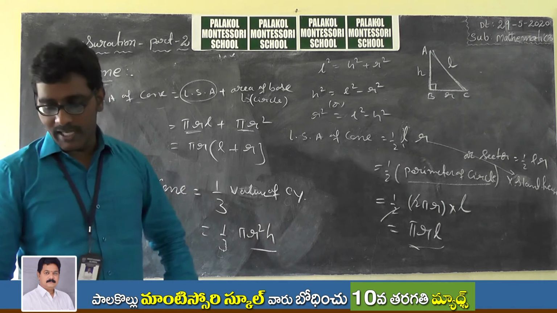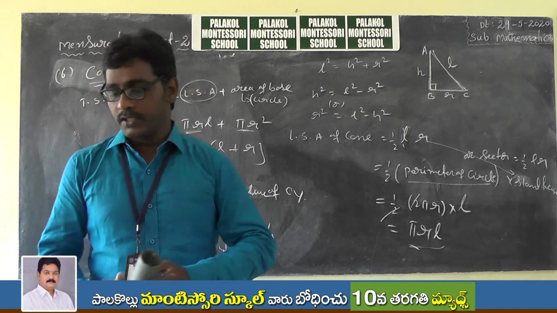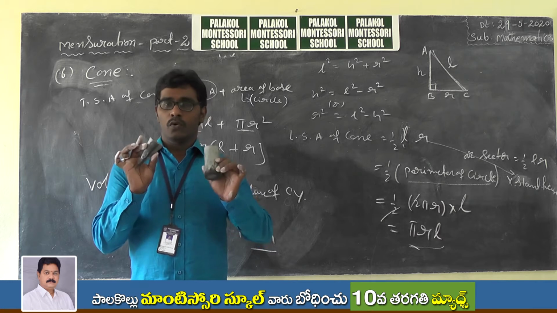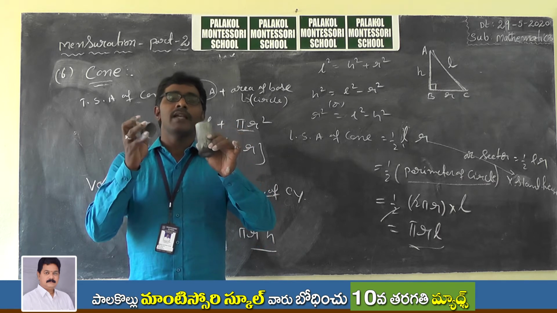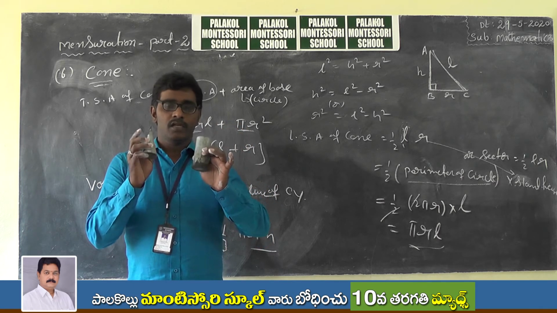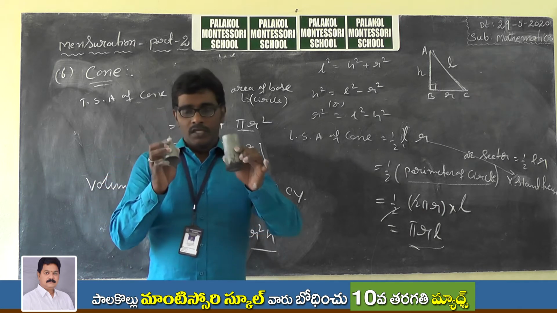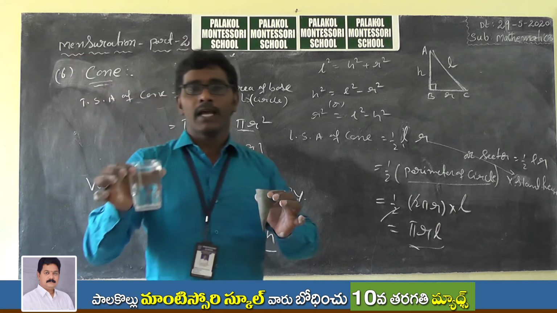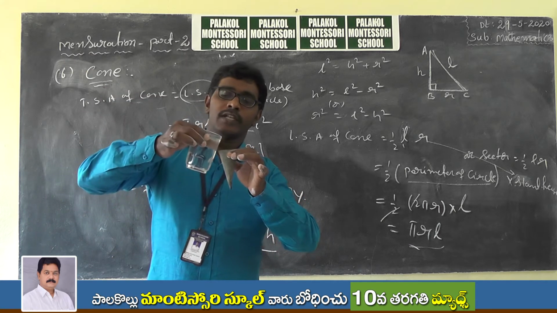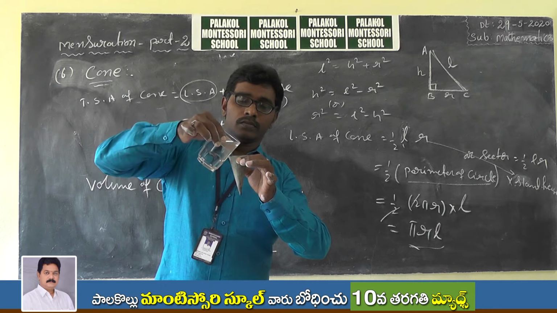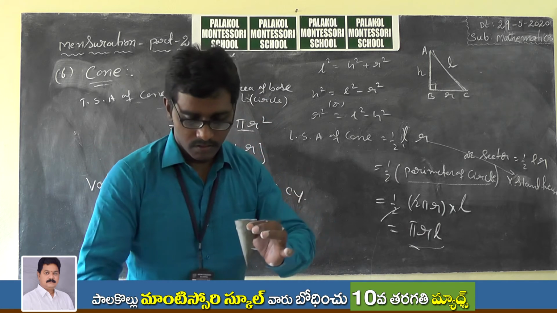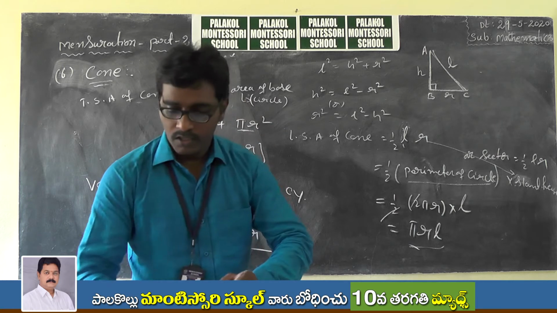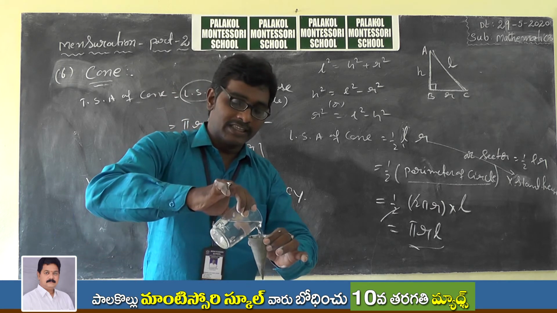See here, I do one experiment. I take a hollow cylinder and a hollow cone. These two have the same base, the same radius and the same height. First I take some water in a glass, and the water is poured into the cone. Next I pour that water into the cylinder. I do this 3 times.